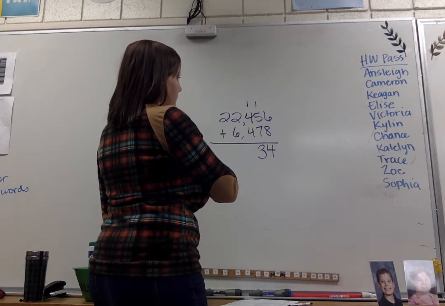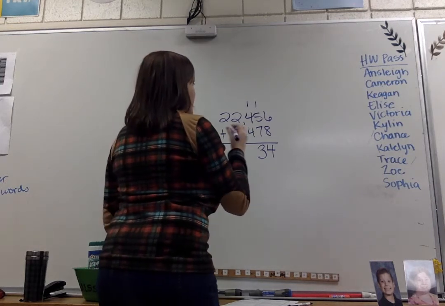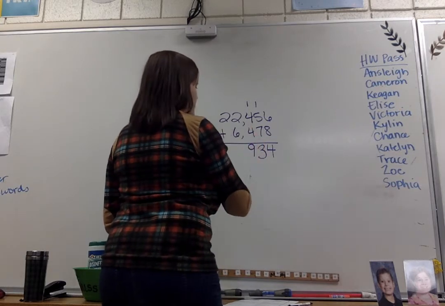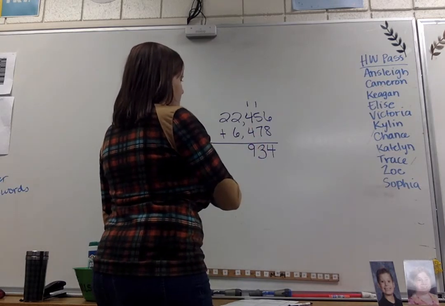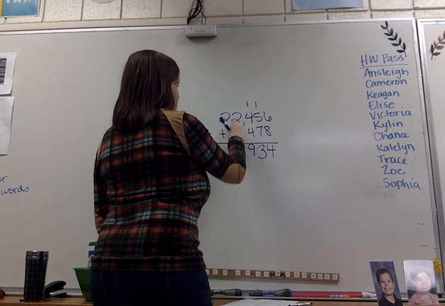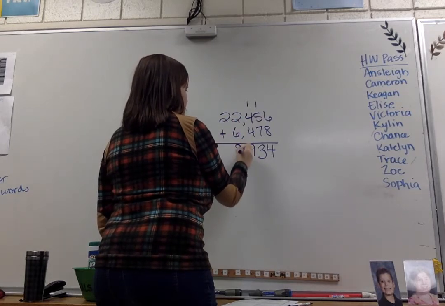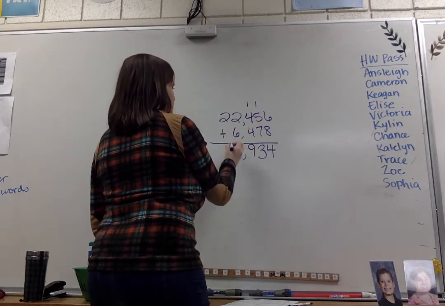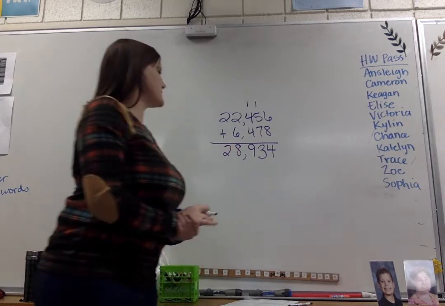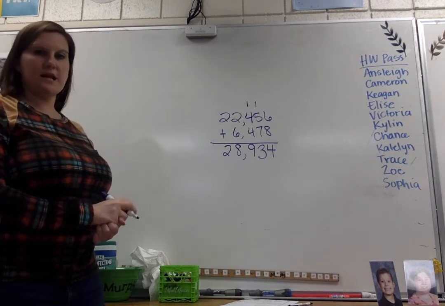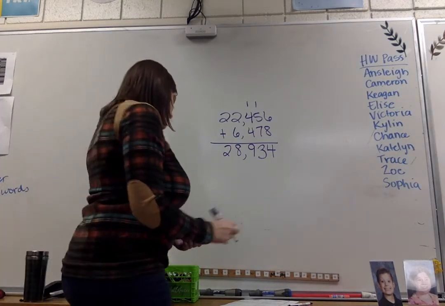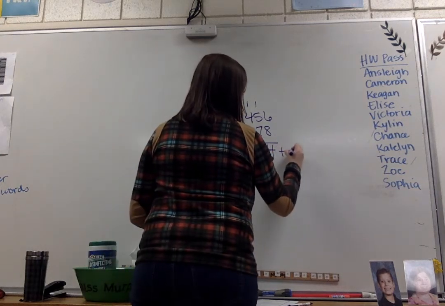1 plus 4 equals 5 plus 4 equals 9. So the 9 will go in the hundreds. 2 plus 6 equals 8. 8 will go in the thousands, and then the 2 would go in the 10,000. So we have 28,934, and that would be trees.